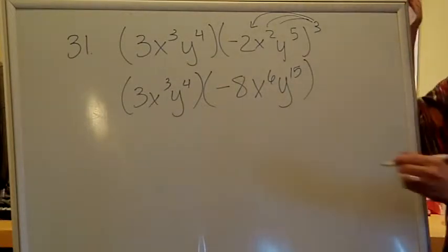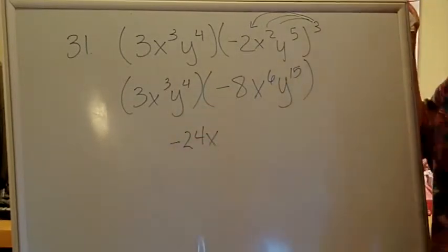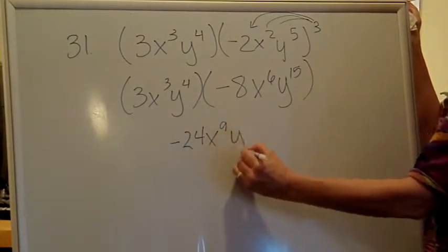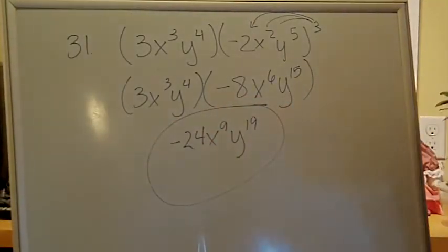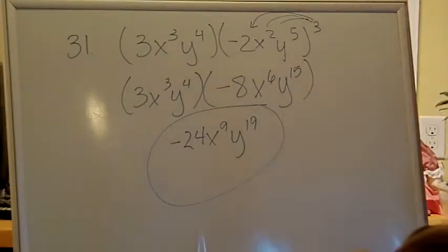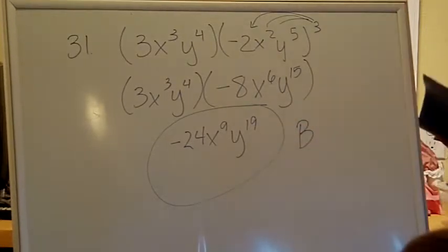Next, you multiply your coefficients, negative 24. You keep your variables and add your exponents. There's your answer. Let's see, what answer choice is that? Negative 24, x to the 9th, y to the 19th. It looks like that is answer choice B.